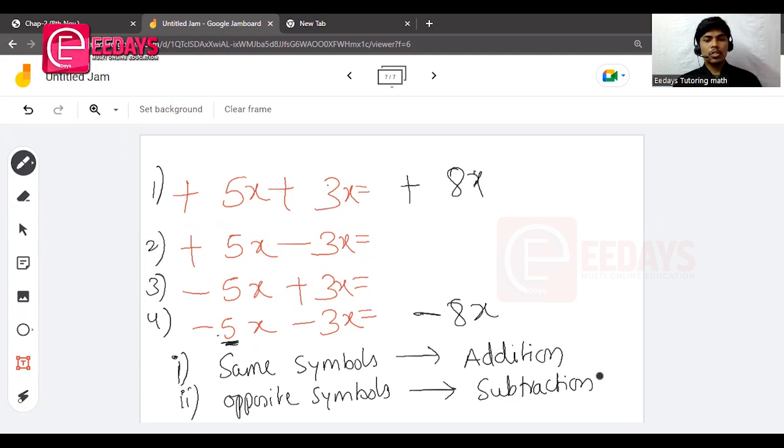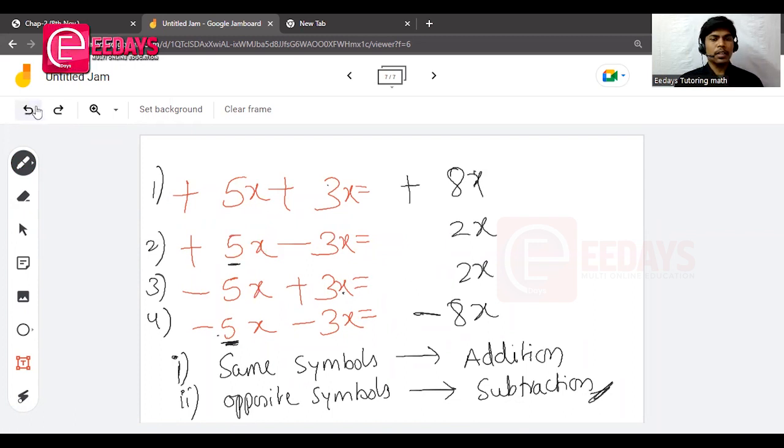Now, for opposite symbols, you just do subtraction. Subtraction is 5 minus 3, you'll get 2, so 2x. After doing the subtraction, you just take the symbol. Here the bigger number is 5, so you just take plus. Here the bigger number is 5, so you just take minus.